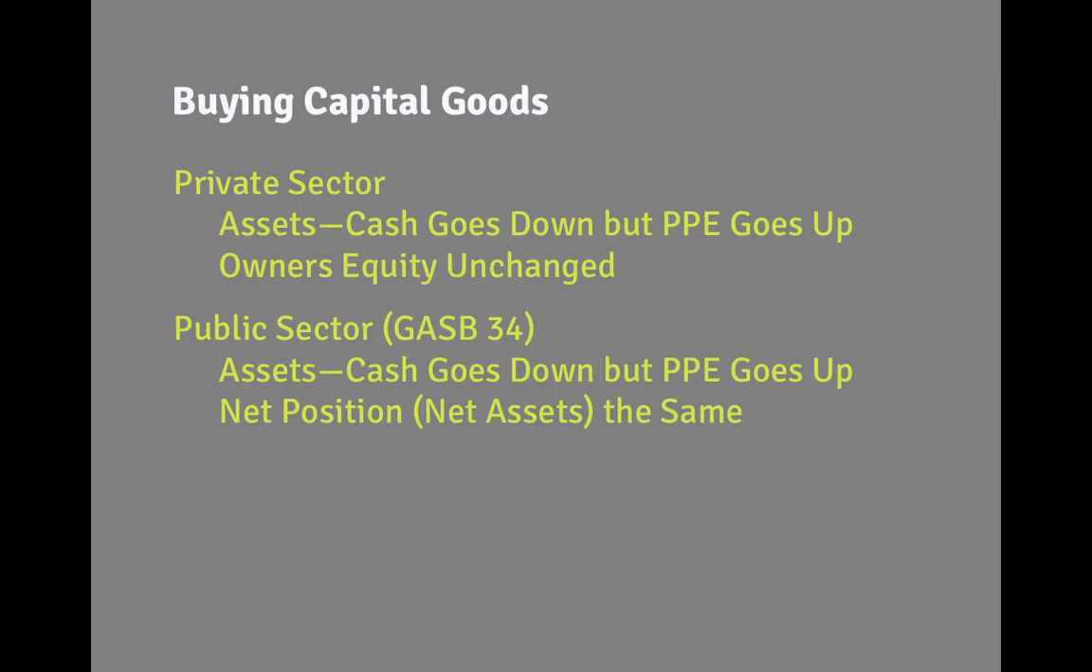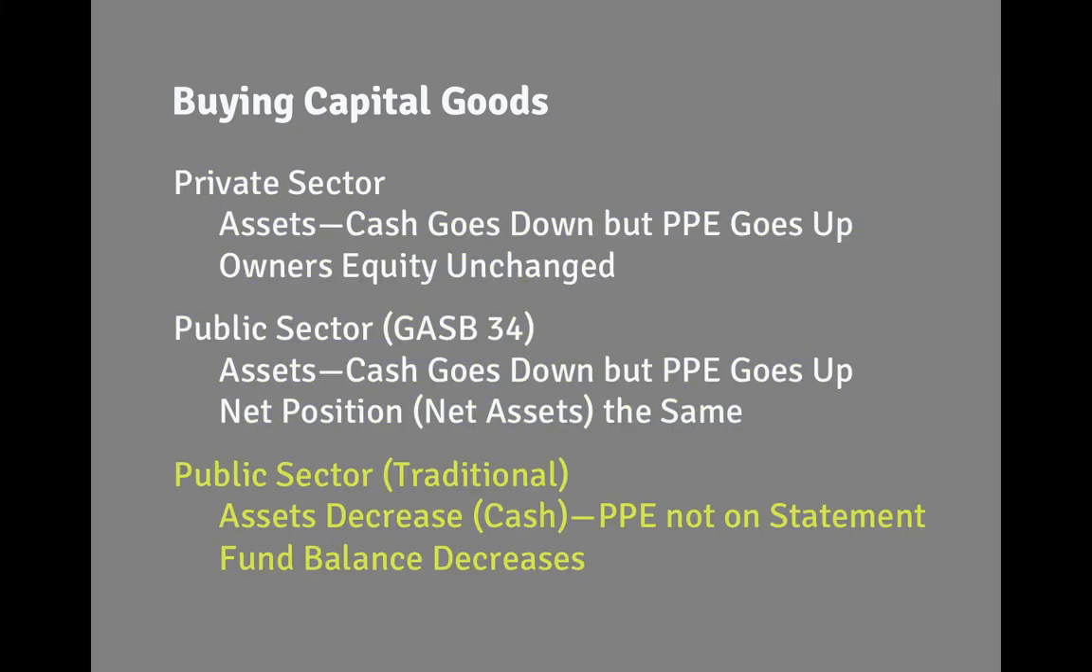The same situation in GASB 34, your net position, or in the old statements, the net assets would remain the same. But in the traditional public sector statement, absolutely your cash is going to go down. You had to pay for the capital good, but this capital good that you now have, because it's a long-term asset, is not going to show on your statement. So the property, plant, and equipment won't be on there, and therefore in this case your fund balance decreases, and this would be reflected as an other financing source in terms of where you would find it on the statements.